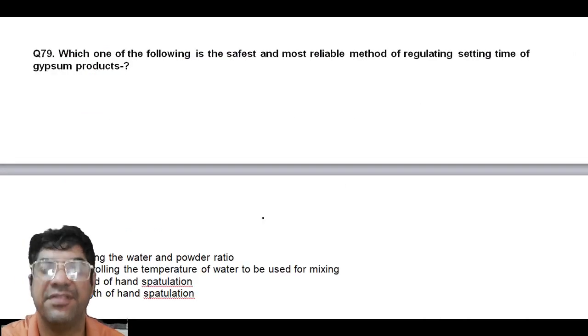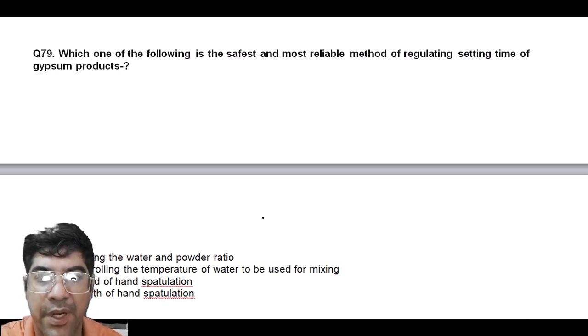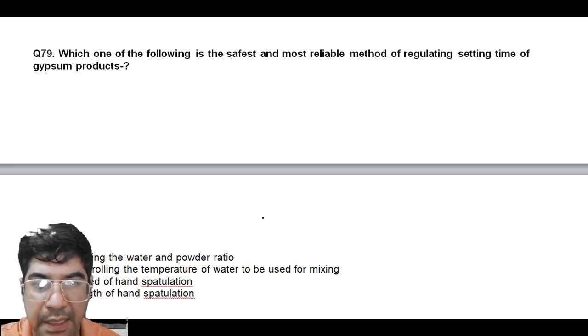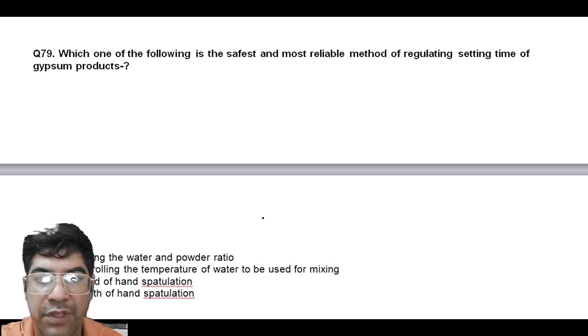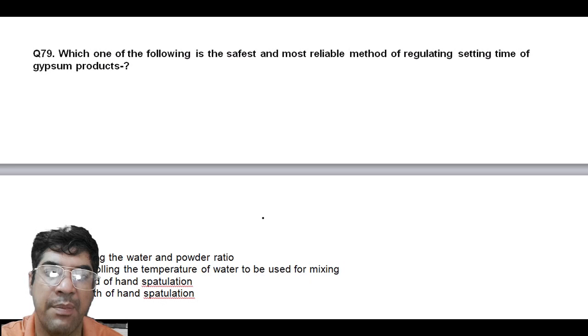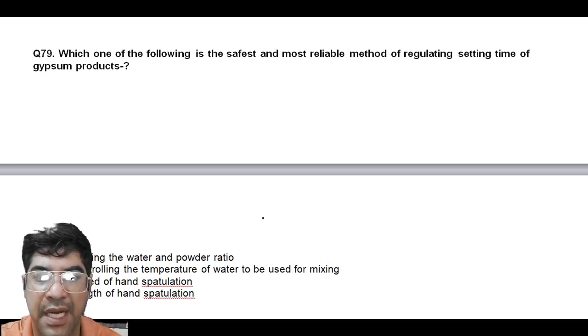So which of the following is the safest and most reliable method of regulating setting time of gypsum product? It's controlling the temperature of the water to be used for mixing. Altering the water-powder ratio beyond a certain limit can cause a decrease in strength and porosity. Options C and D have negligible effect on setting time. The best choice is B. Higher the temperature, faster will be the setting.